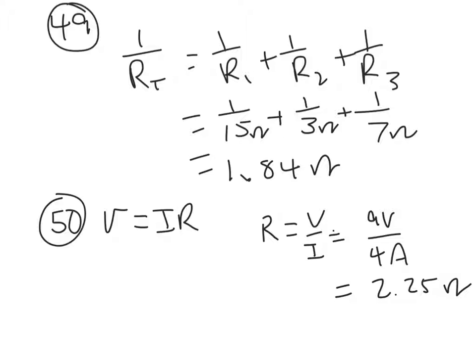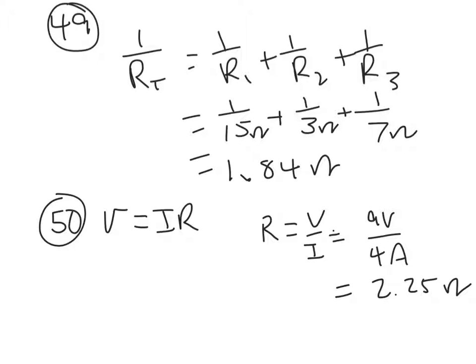For number 49, we have resistors in parallel. Here is the formula: 1 over RT is equal to 1 over R1 plus 1 over R2 plus 1 over R3. You get the answer, and then you must take the reciprocal of your answer. You must hit the x negative 1 key on your calculator, and the answer is 1.84 ohms.